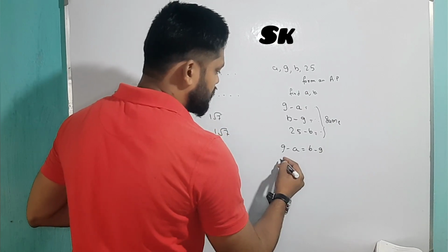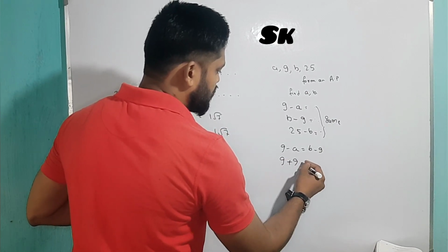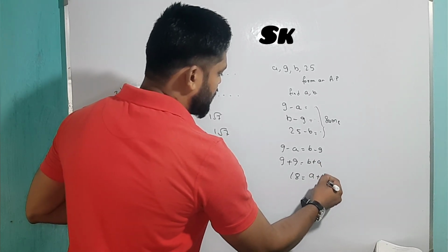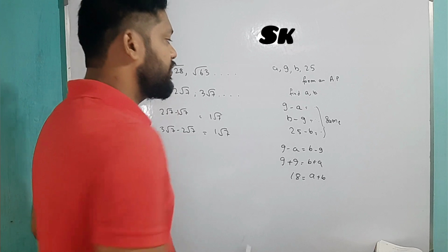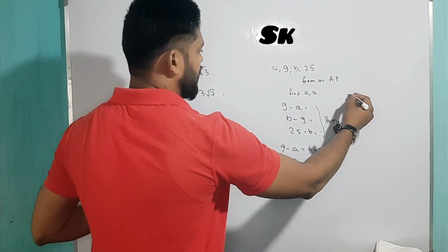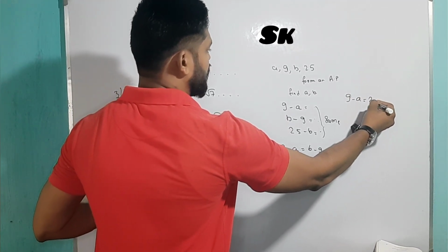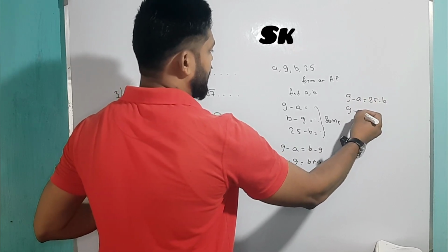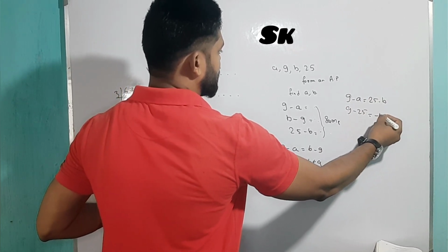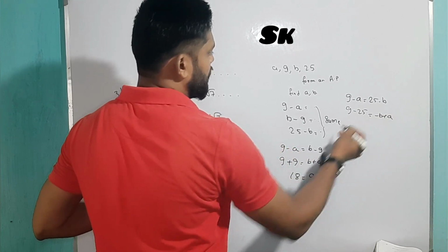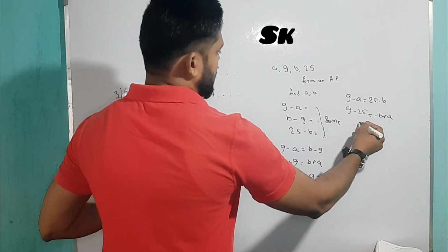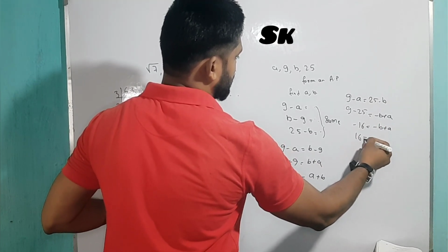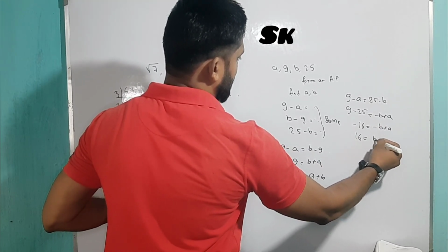So now solve this one. 9 plus 9 is equal to B plus A, so 18 is equal to A plus B. Done. After that, one more term is there: 9 minus A is equal to 25 minus B. Again, taking it to this side, 9 minus 25 is equal to minus B plus A. So it will be minus 16 is equal to minus B plus A. So 16 is equal to, changing the signs, B minus A.